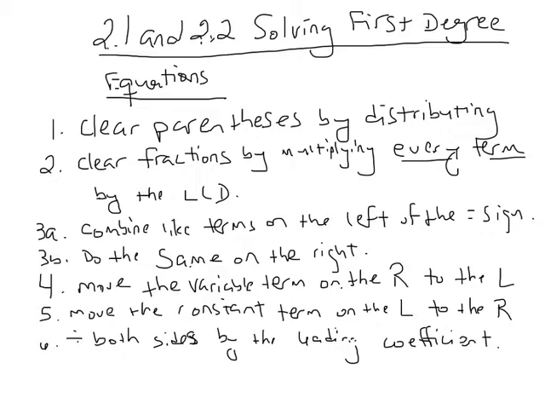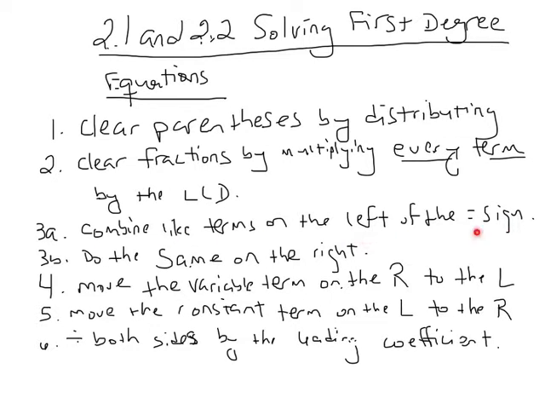So step 1 will always be to clear any parentheses using the distributive property. Your problem may not have parentheses in it, and that would mean, okay, I can skip step 1. If your problem has fractions in it, we're then going to clear the fractions, and the way we're going to do that is we're going to multiply every term, not just the terms with fractions, but every term by the least common denominator.